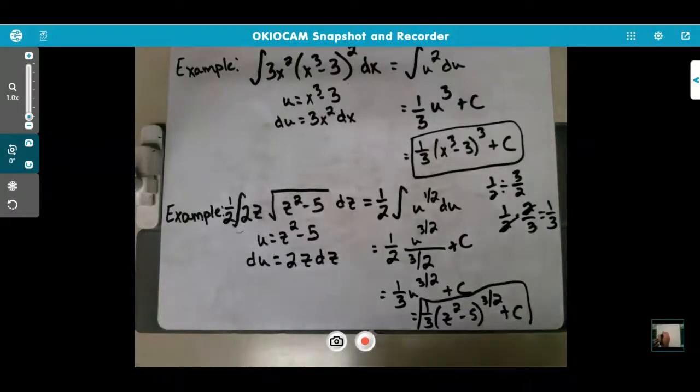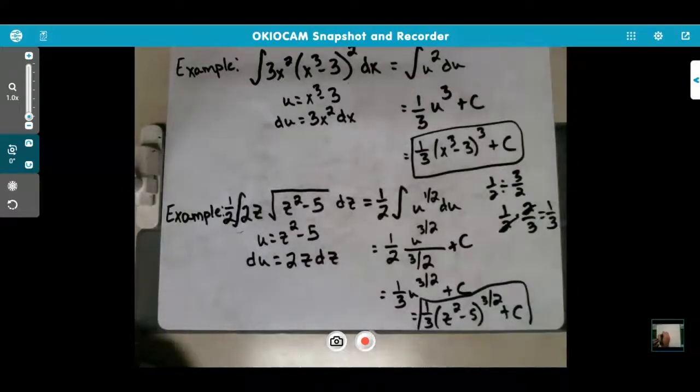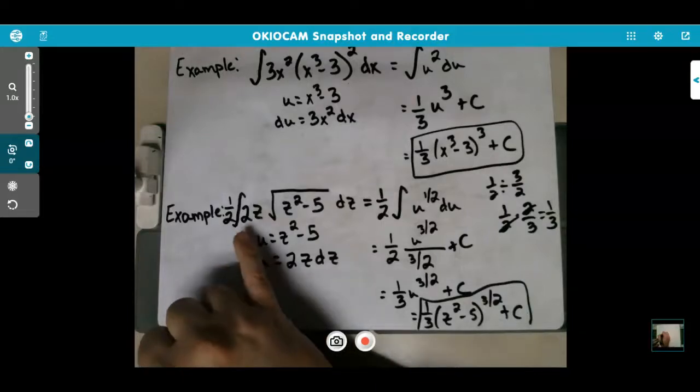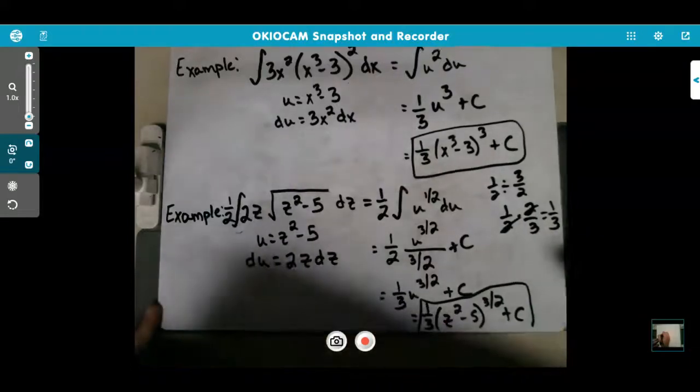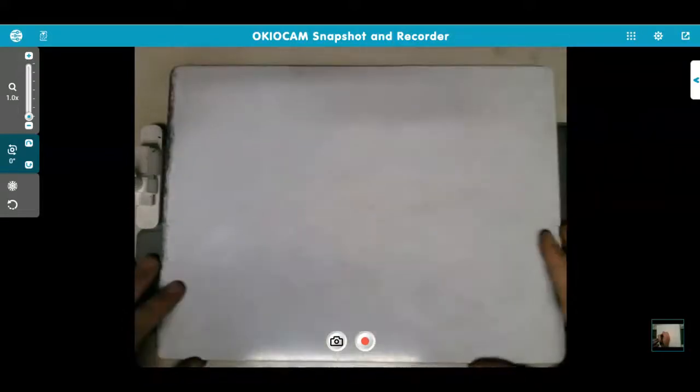So again, if it isn't exactly right, just like how here I needed a 2z, but I only had a 1z, I can put a 2 there. Just make sure you also put a 1/2. Another example.